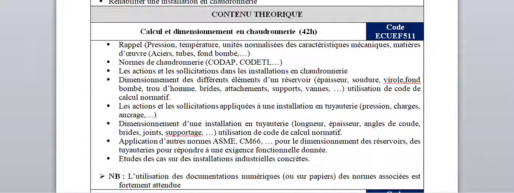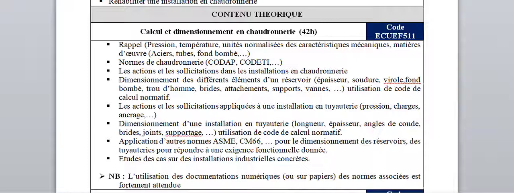The first one is a simple reminder about the concepts of pressure, temperature, standard units of mechanical characteristics, work materials such as steels, tubes, dome, bottom, etc. The second point is about the knowledge of the different standards used in boilermaking, such as CODAP, CODETI, etc. The third point is about the different types of actions and stresses applied on boilermaking installations.